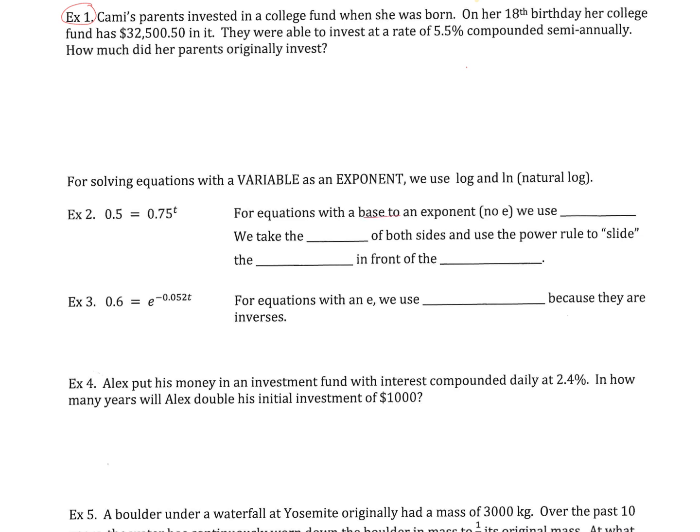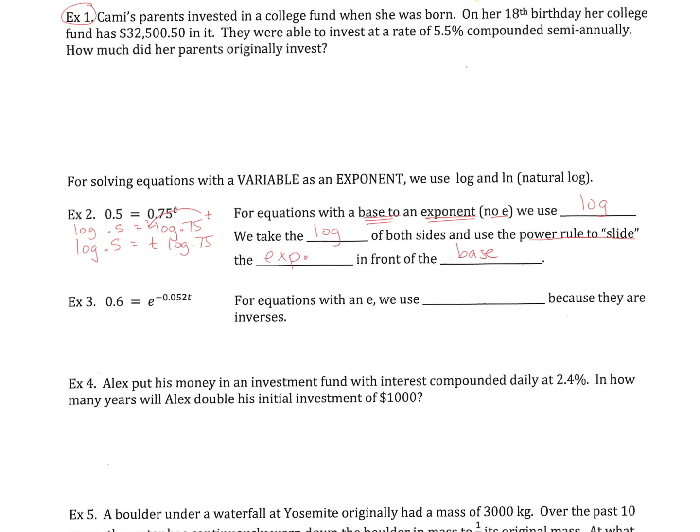For equations with a base to an exponent, in other words, there's no e, we're going to use log. We're going to take the log of both sides and use the power rule to slide the exponent in front of the base. We've already done this. We did this when we were solving log equations. So let's take a look at example 2. I'm going to take the log of both sides. The whole reason I'm taking the log of both sides is because of the power rule. The power rule allows me to drop the t down in front. So I get log of 0.5 equals t times log of 0.75.